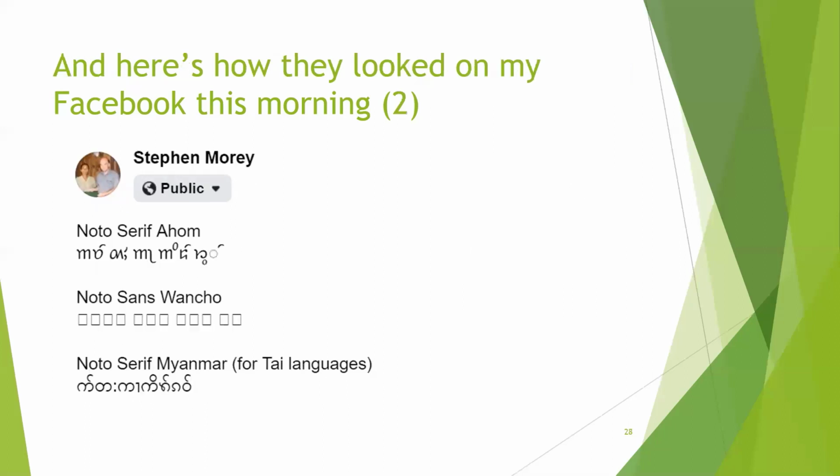The Ahom now works almost correctly, but again, there's that same problem with the little dotted circle, and that's because at some point, it's either in the application or in the font, isn't sending the message that the vowel below and the killer above can be combined, but now the Wancho has turned into tofu boxes, and the Thai languages are still showing without dots.